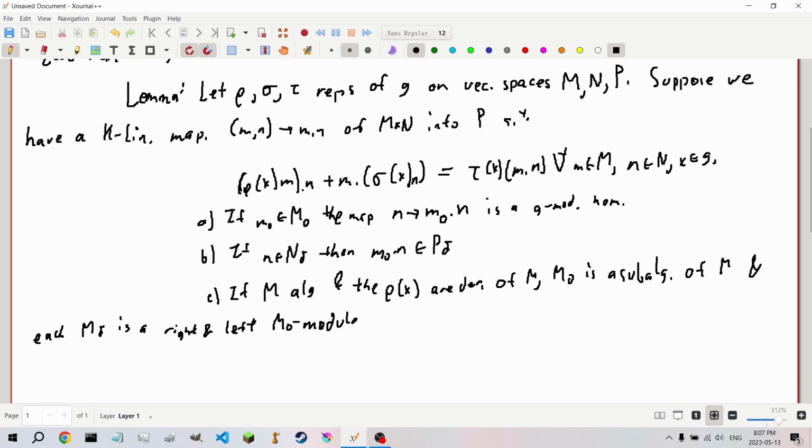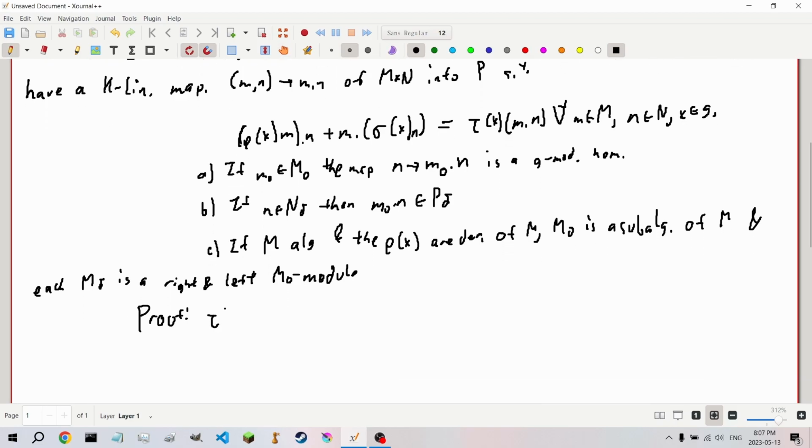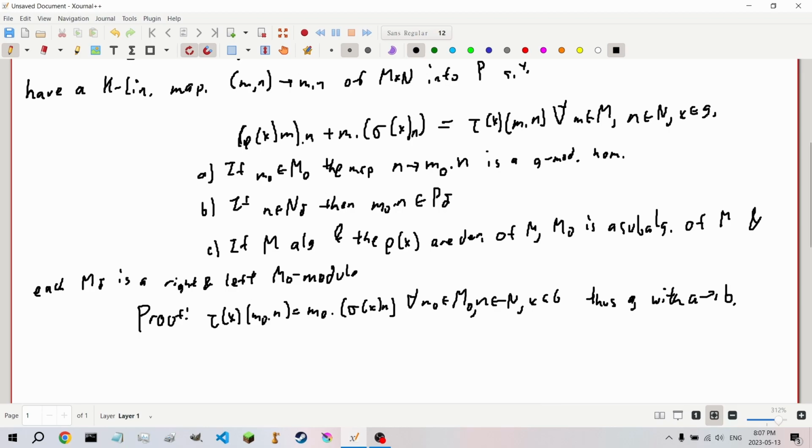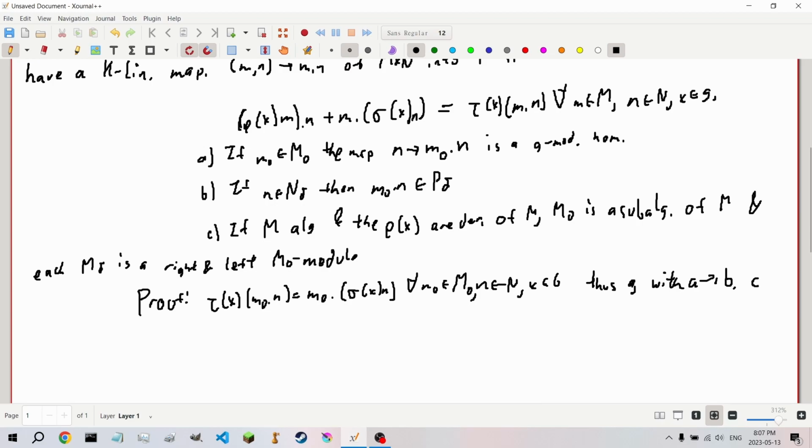And the proof: we have that tau of x on M naught dot n is M naught dot sigma x n for all M naught in M0, n in N, x in G, thus A. With A implying B by a result from algebra, and C is a special case of B where N equals P equals M and sigma equals tau equals rho.